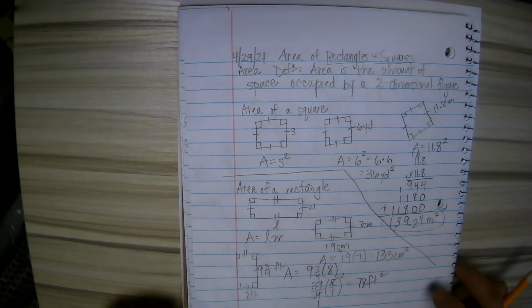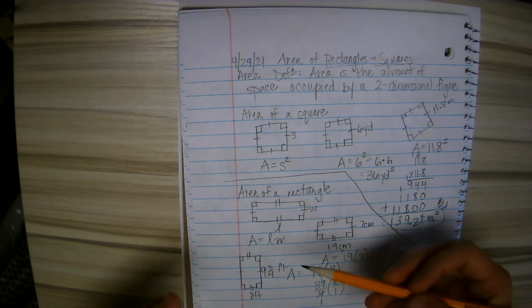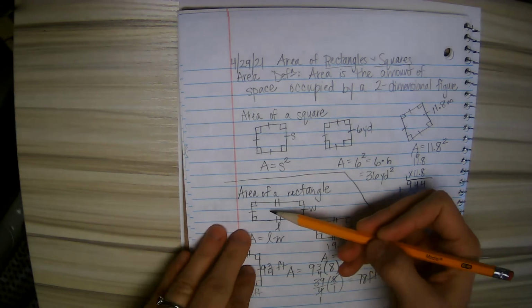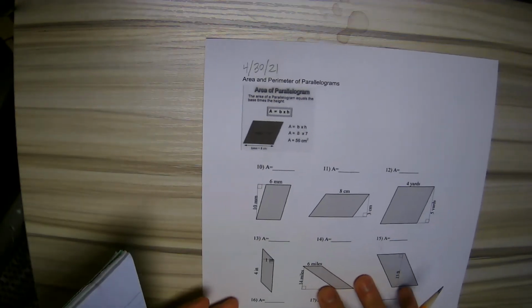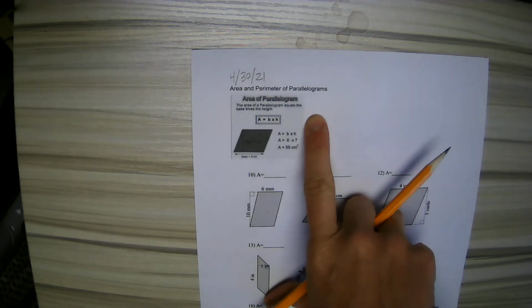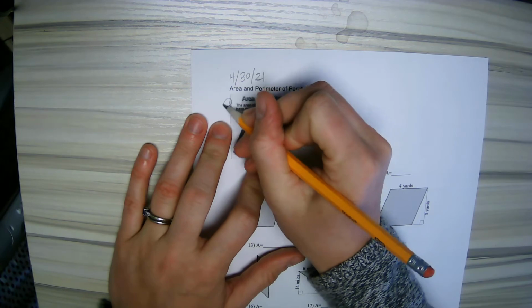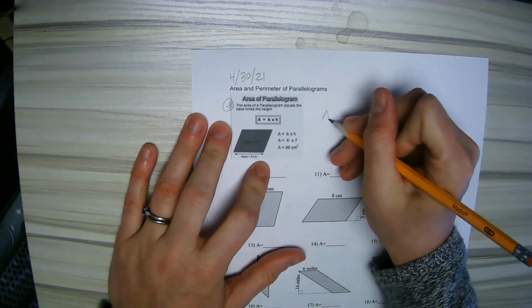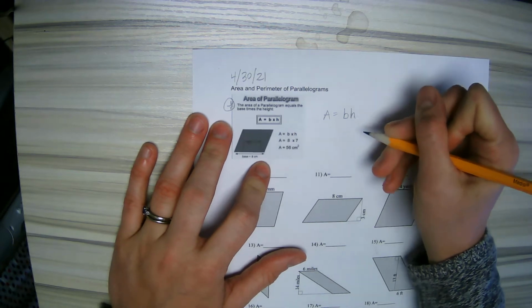Alright, yesterday we talked about area of rectangles and squares. Today we're going to do parallelograms, and area is a lot like this: length times width. I want you to be sure you are writing down the area of a parallelogram. So the area of a parallelogram equals the base times the height.